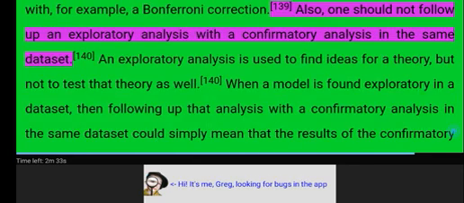139. Also, one should not follow up an exploratory analysis with a confirmatory analysis in the same dataset. 140. An exploratory analysis is used to find ideas for a theory, but not to test that theory as well.